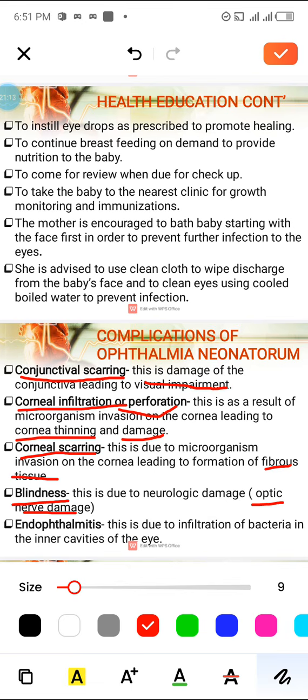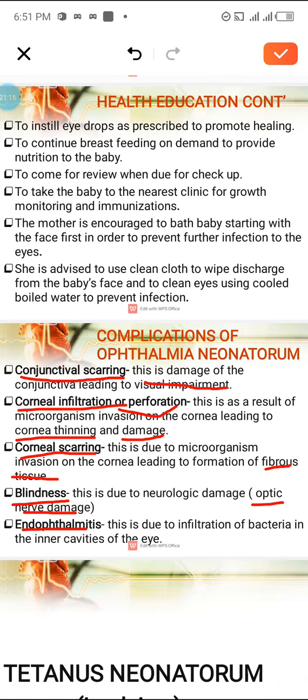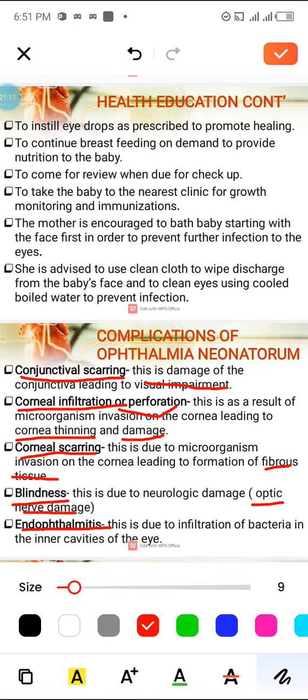Then we also have endophthalmitis. Endophthalmitis, we're looking at endo, which is inside. So endo means that the infection has now infiltrated the inner part of the eye or the inner cavity of the eye, leading to inflammation of the inner part of the eye. This is very painful, and this can damage the eye completely. So we need to ensure that the infection is treated as early as possible.